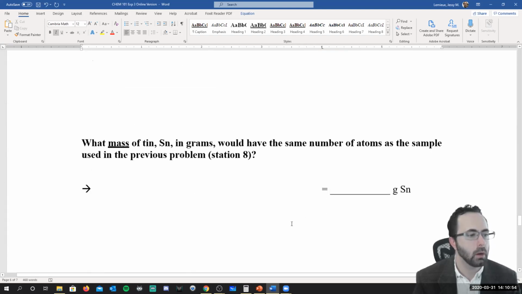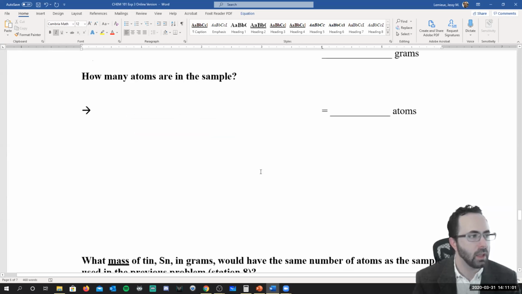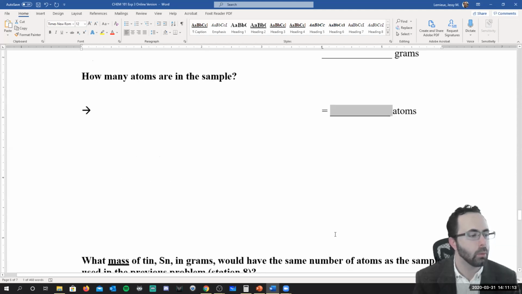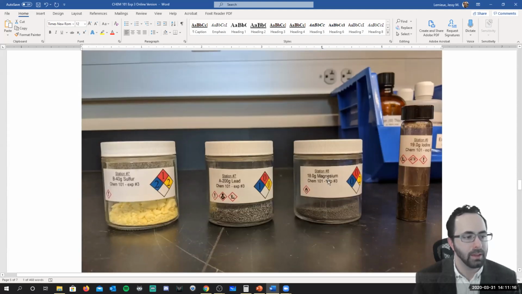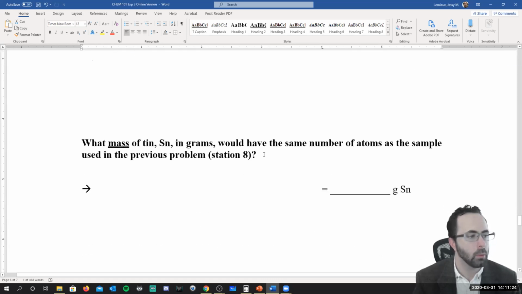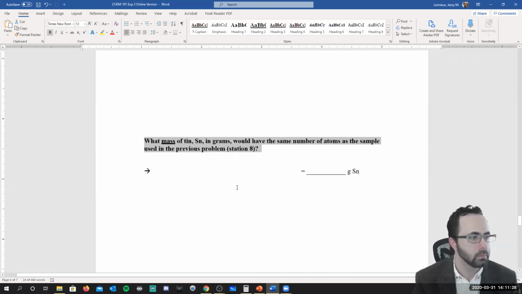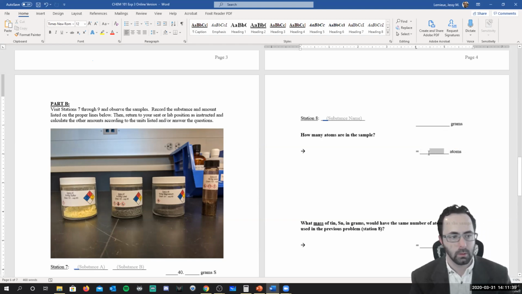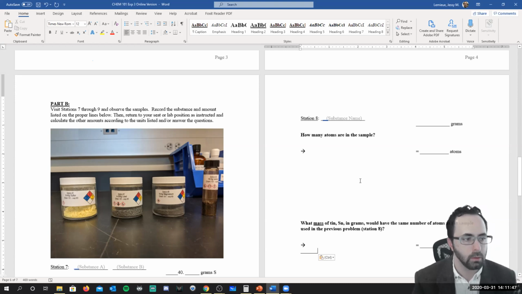There's one more section I want to prepare you for. This one asks, just to tell you how to do this when you go to do it. For station 8, it will say how many atoms in the sample. What this next question is saying is, if you had the same number of atoms, but they were not magnesium, they were instead tin, what would they weigh? What would the mass be? So station 8 is all one question. When you figure out how many atoms you have here, you're going to copy that number of atoms and put it down here, and then figure out how many grams those atoms would weigh if they were tin. So that's how you do station 8.